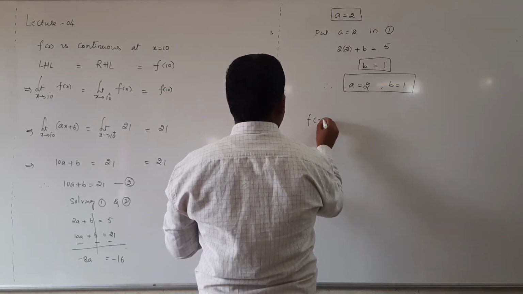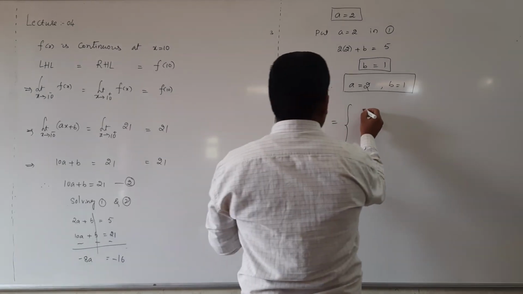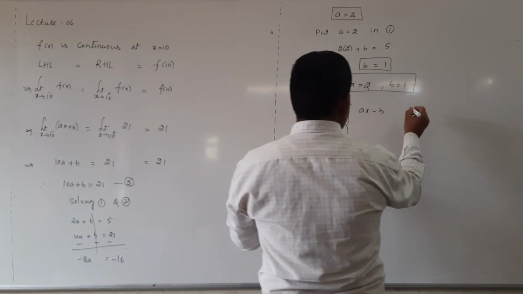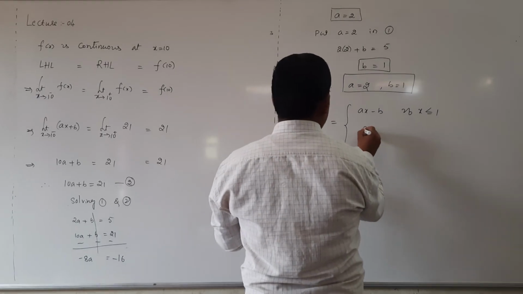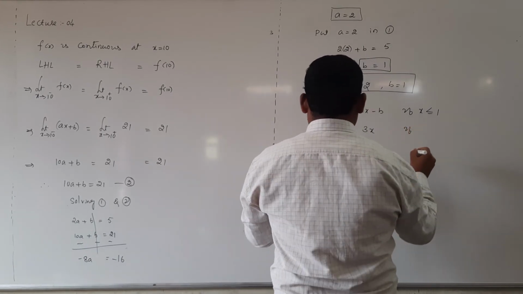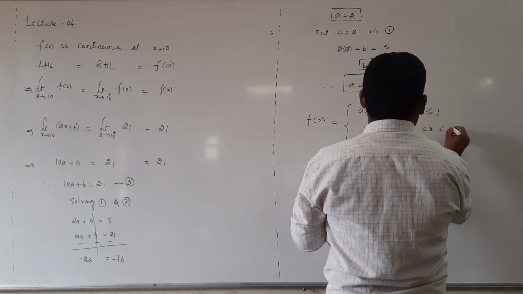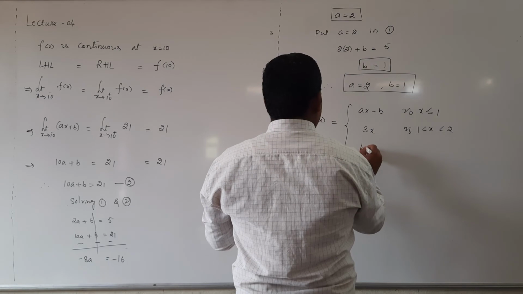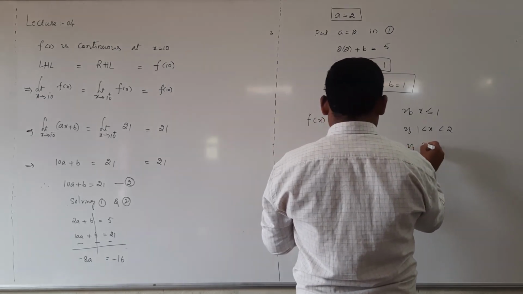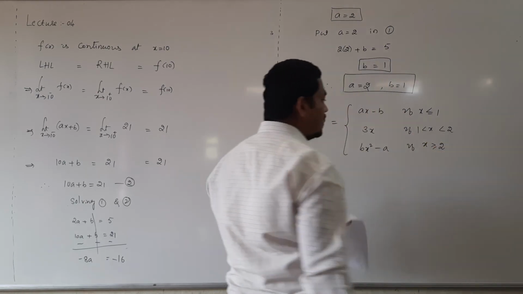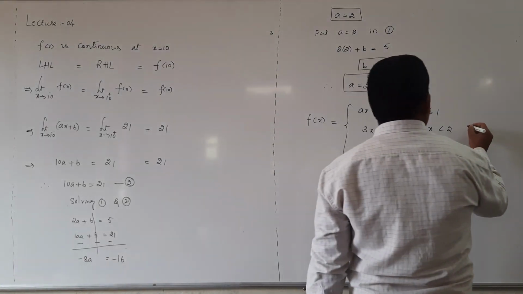Find the values of a and b so that the function f of x equal to ax minus b if x value less than or equal to 1, 3x if x value more than 1 and less than 2, bx square minus a if x value greater than or equal to 2 is continuous function.